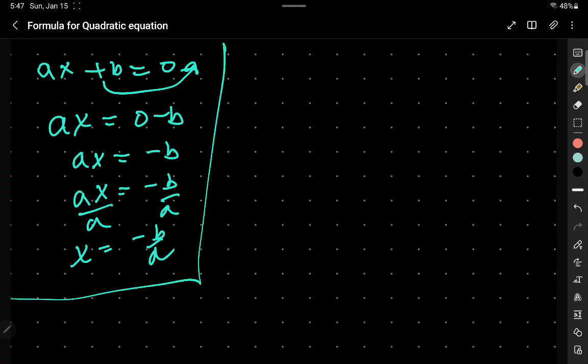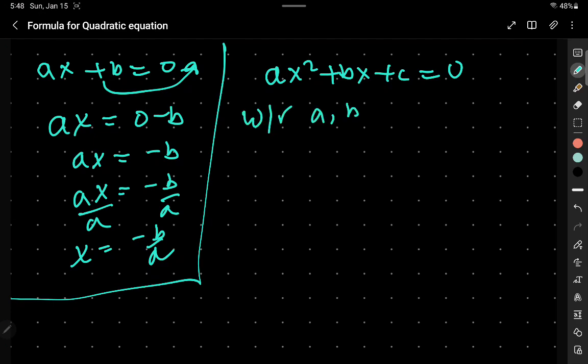How about the quadratic expression? In the case of a quadratic expression, the standard formula is ax squared plus bx plus c is equal to 0, where a, b, and c are any constants, but a cannot be 0. And this expression is called a quadratic expression.